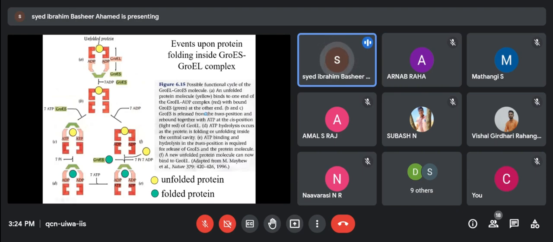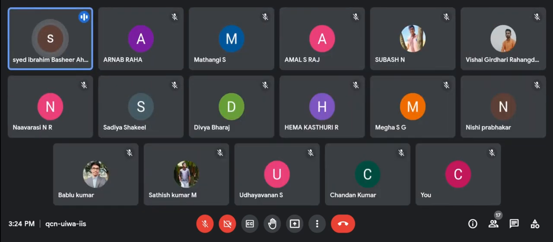Okay. So this is a general idea about the protein folding process. Okay. So now we will talk something about protein denaturation.